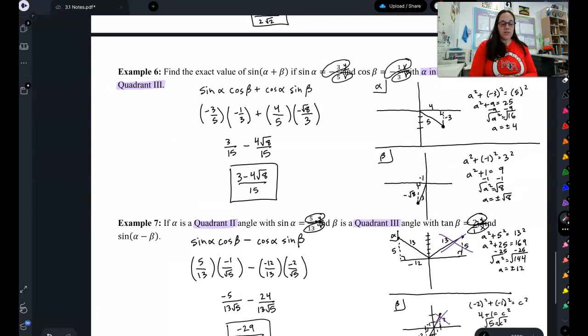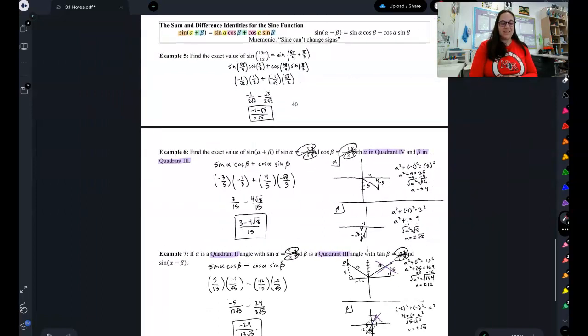So that is all we're going to say about the sum and difference identities for the sine function. In the last video of the day, we're going to do the sum and difference identities for the tangent function. And that'll be your last equations you need to memorize for this section.